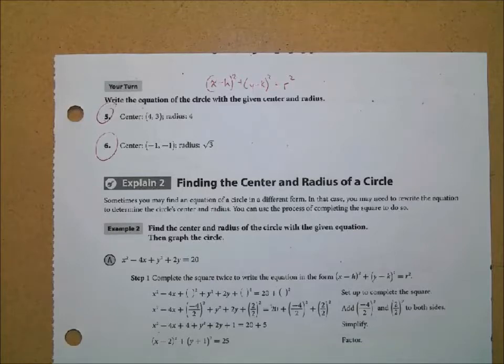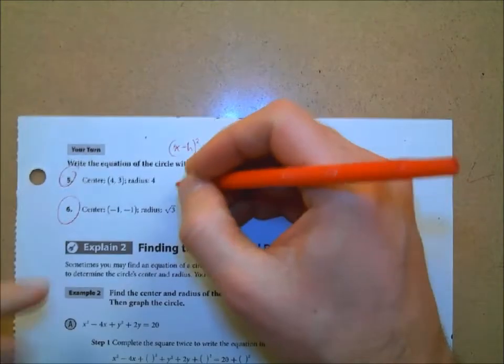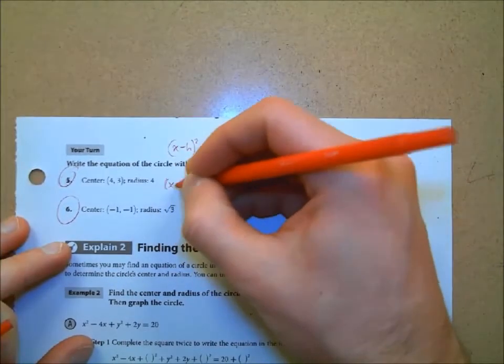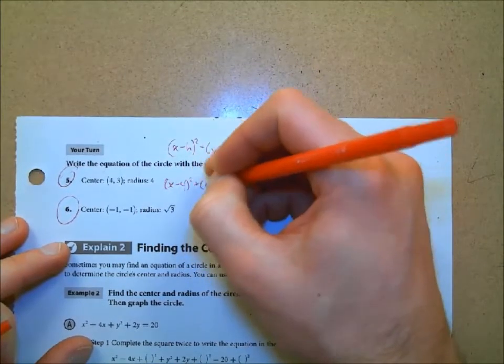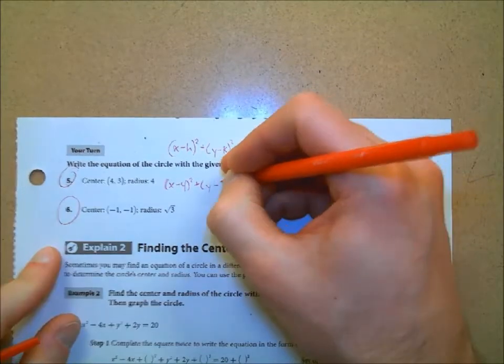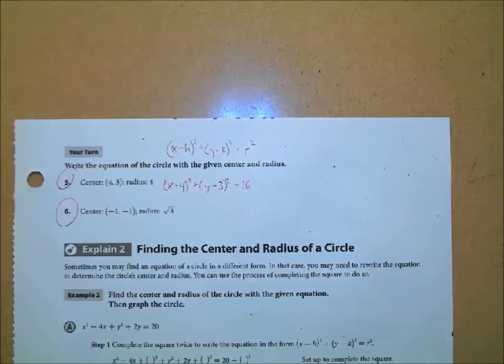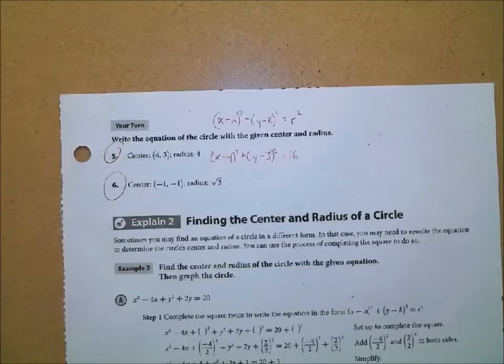Aubrey, you want to give us the answer here for number 5, or what did you come up with? Just read mine. Yeah, please. X minus 4 squared plus y plus 3 squared equals 16. Oh, minus 3. Yeah. Okay, equals 16. Sounds good. Good job there. Questions on number 3?